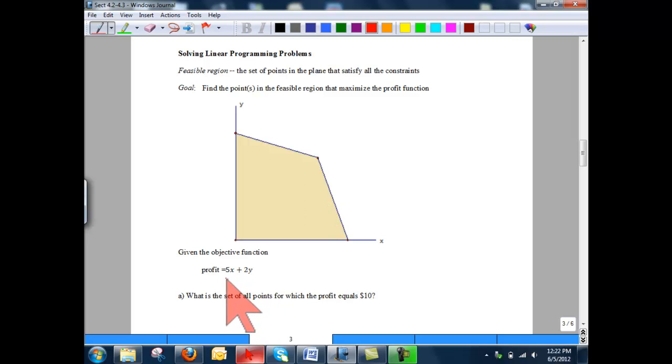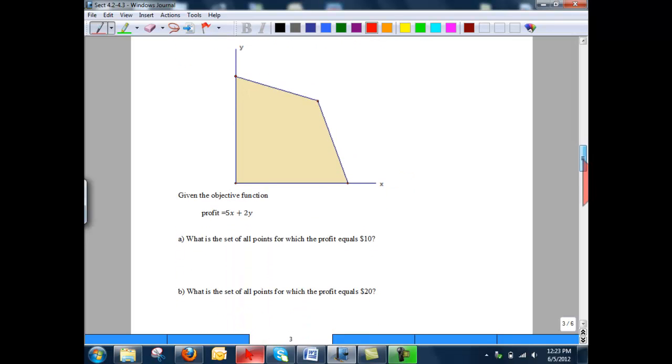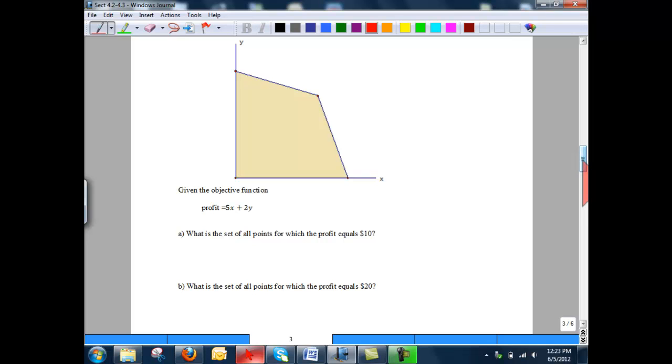Let's suppose, for the sake of discussion, that the profit function is given as 5x plus 2y. So now I want to show the general principle of how you go about looking for the best place in the feasible region to be.